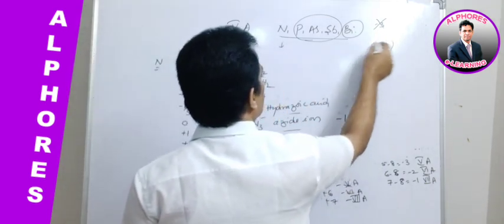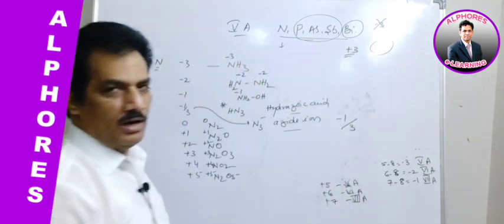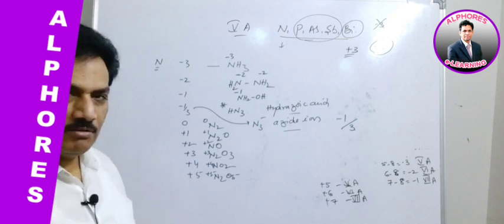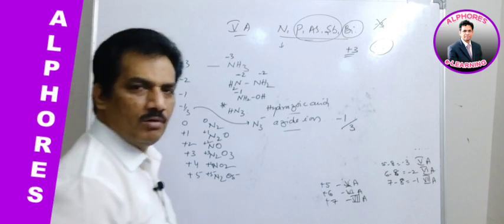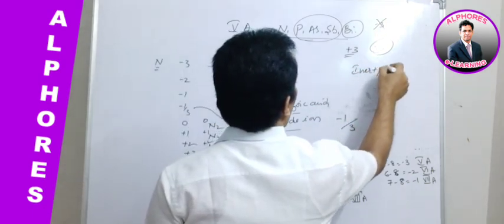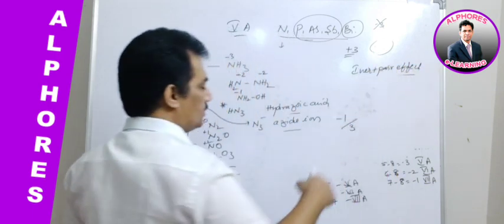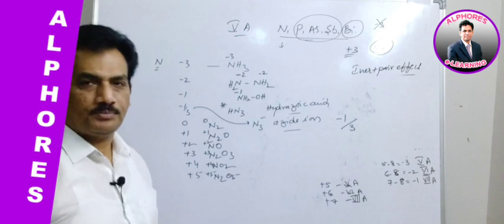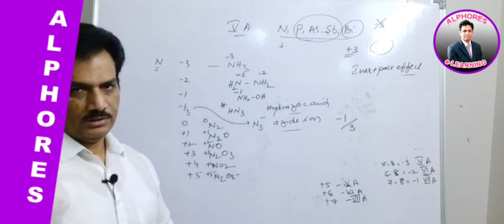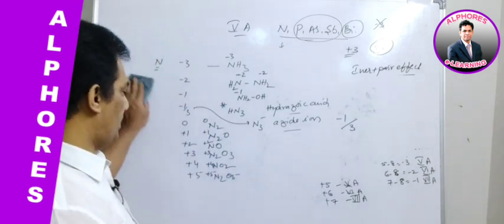But instead of this, again, it is also exhibiting +3. And I think now you are aware of that. Why is it exhibiting +3 instead of +5? The reason you already know. It is nothing but the inert pair effect. Because of this, they are supposed to exhibit +3 oxidation state. Clear? These are the exceptions in 5th A group.